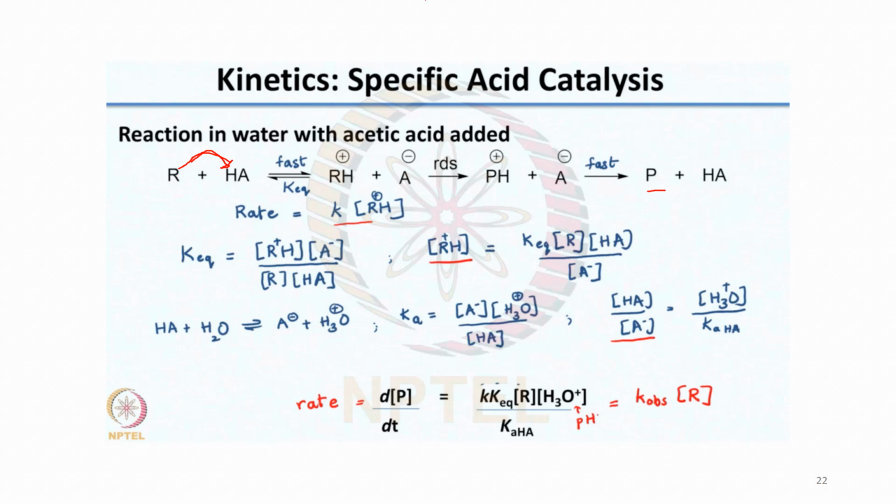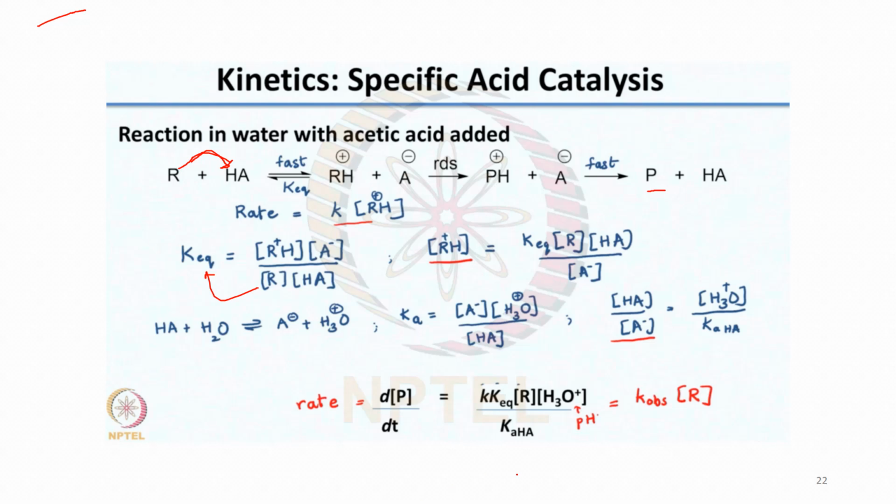K equilibrium equals RH plus into A minus divided by R into HA. And if we just take this RH plus and move all the R to this part, and A minus to the lower part, then we can form the RH concentration. We can get this as our value.